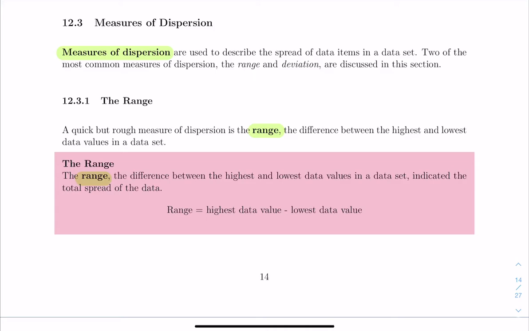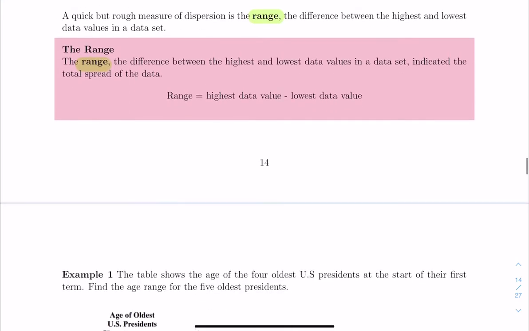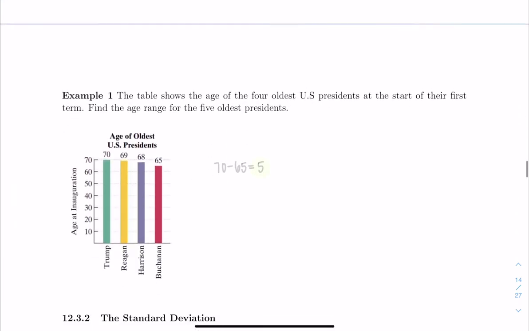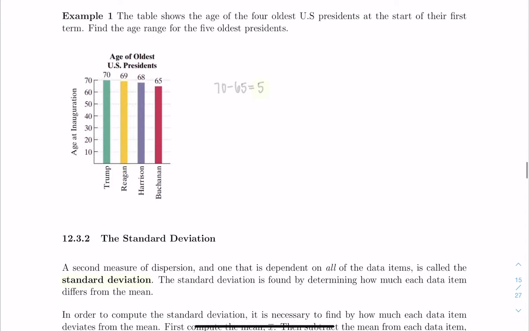For example 1, the table shows the age of the 5 oldest U.S. presidents at the start of their first term. Find the age range for the 5 oldest presidents. The oldest was Trump, and we subtract the youngest, who was Buchanan, who was 65, and that means that the range is 5.